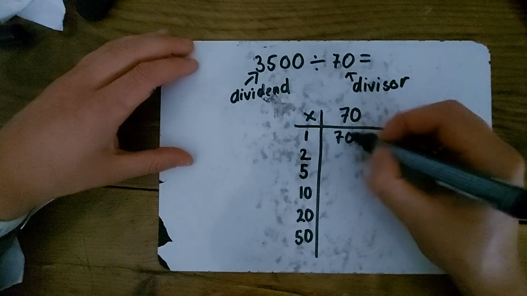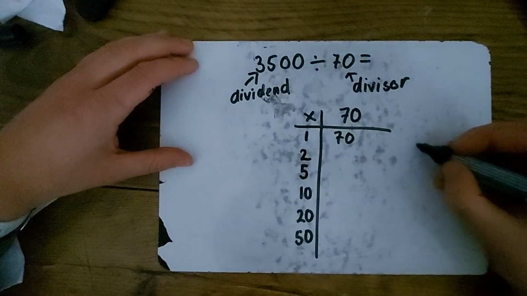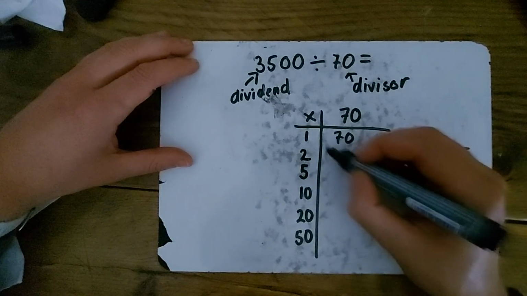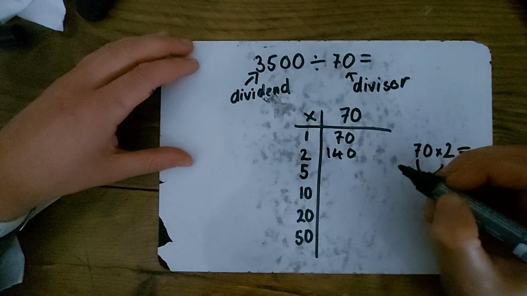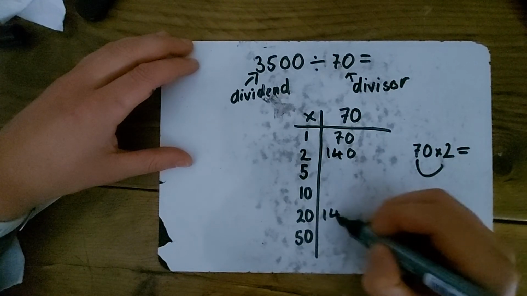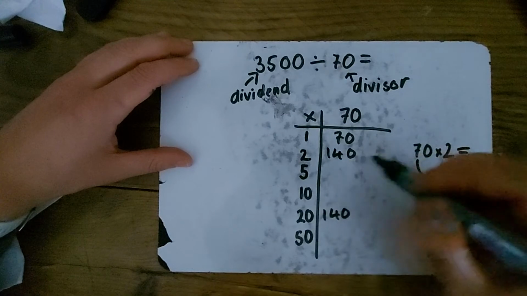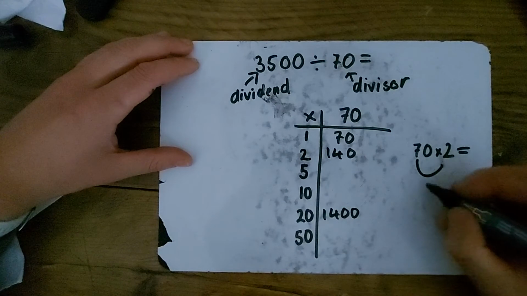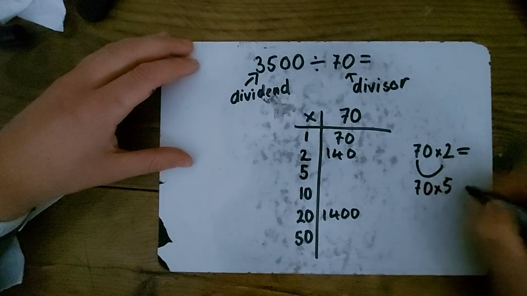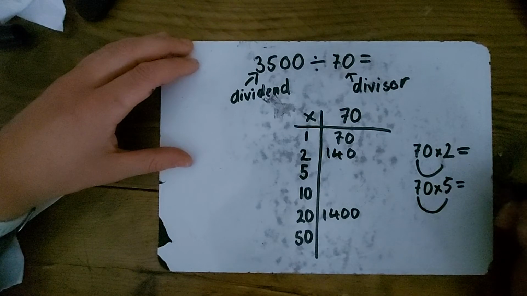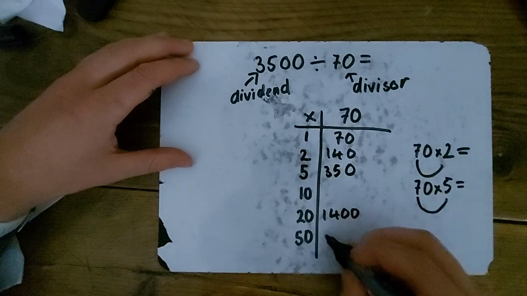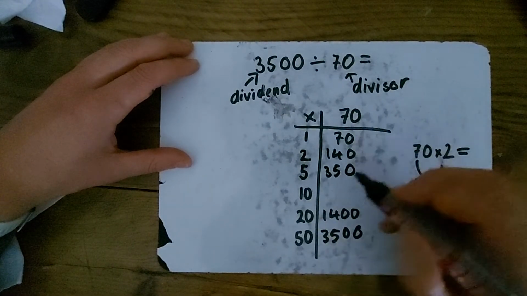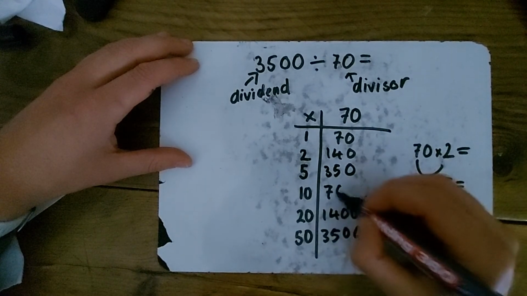So 1 times 70 is 70, 2 times 70. Remember, if you need to, write out your smile method to help you. 7 times 2 is 14, 0 to add on. 2 times 70 is 140. 20 must be 1,400. 5 times 70, again, this is a little bit of coin method, so write it out if you need to. 7 times 5 is 35, put the 0 on, and now this answer will be almost the same, but it will just have another 0 added on. Then 10 times 70 is 700.